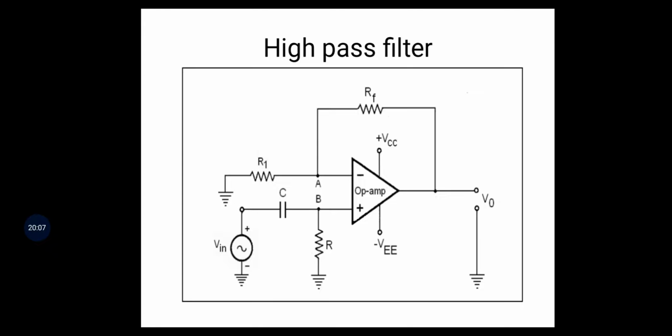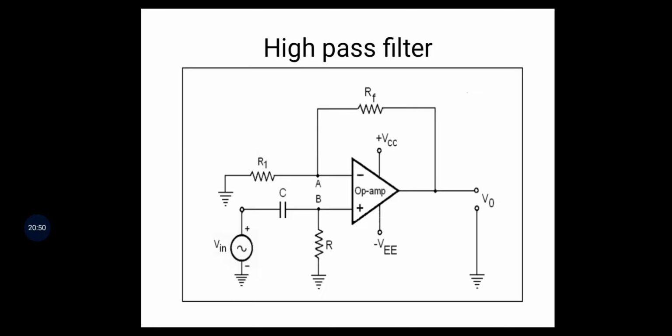Next we are discussing the high pass filter. What is meant by a high pass filter? A high pass filter is a filter which rejects the low frequency signals and accepts the high frequency signals. A high pass filter allows only frequencies above a certain breakpoint to pass through and attenuates the low frequency components.